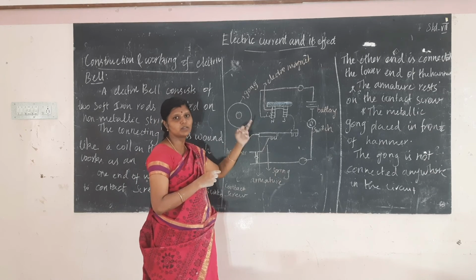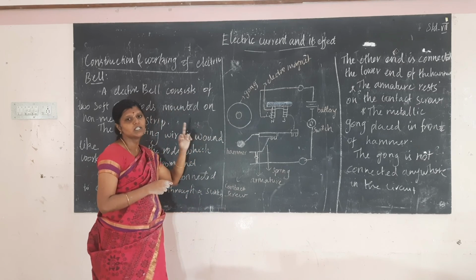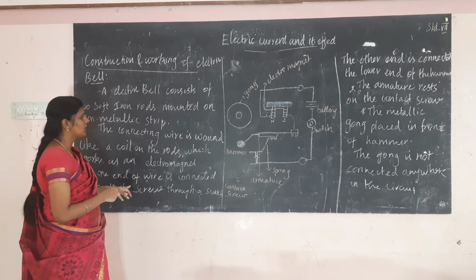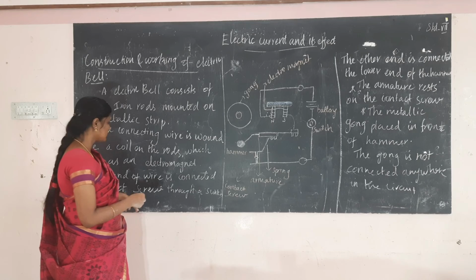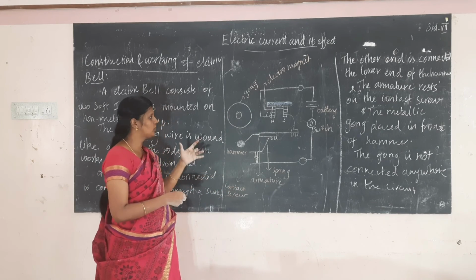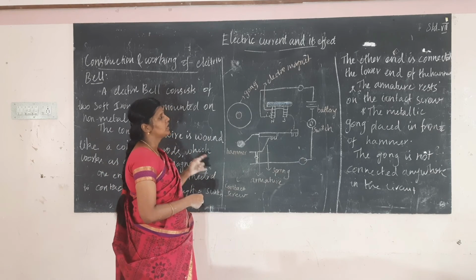Because the wire is mounted on the soft iron rod, it behaves as a magnet. It works as an electromagnet. One end of the wire is connected through a screw, connected to the contact screw through the switch. The other end is connected through the hammer.